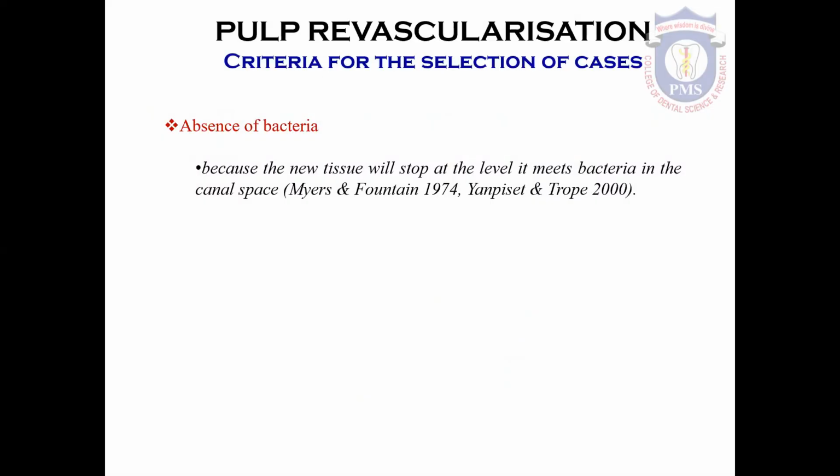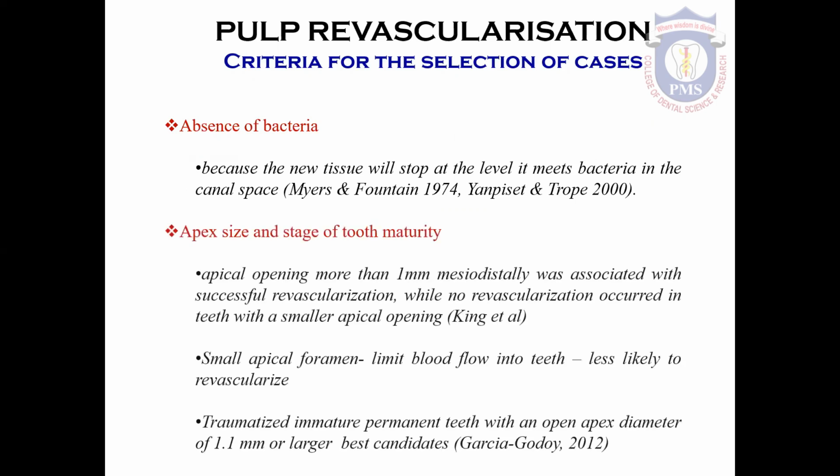Here, absence of bacteria is a primary concern for the success of pulp revascularization. And an apical opening of more than 1 mm mesiodistally is also associated with successful revascularization, whereas no revascularization occurs in teeth with a smaller apical opening.